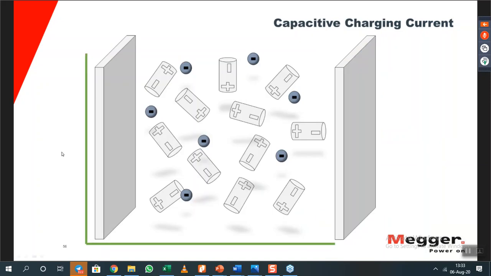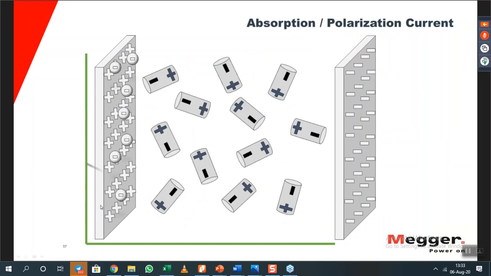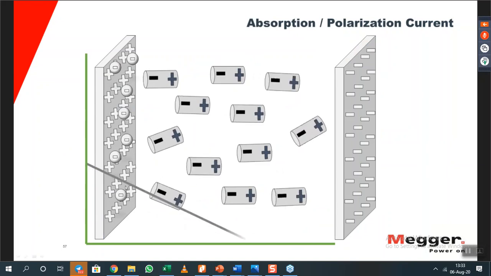Now, again, looking at the time diagram, we have the magnitude over time diagram. Capacitive charging current happens in the first few seconds, as you can see here. And the absorption current will happen maybe longer than the capacitive current, but it goes down over time because that's the time when these dipoles are aligned already.